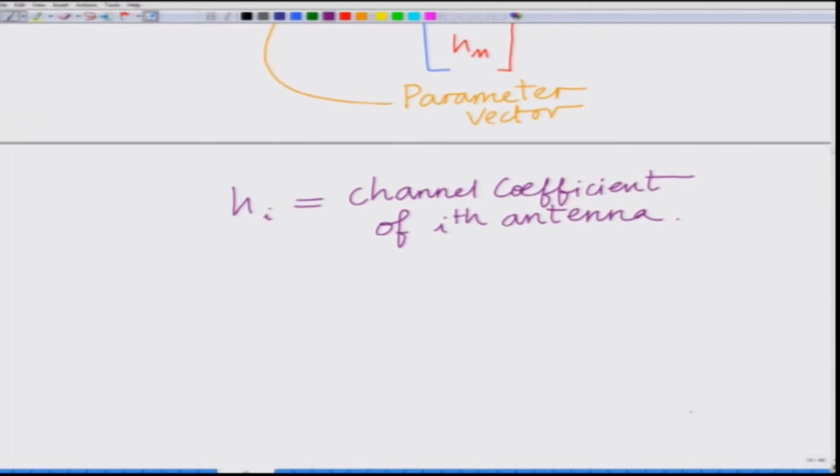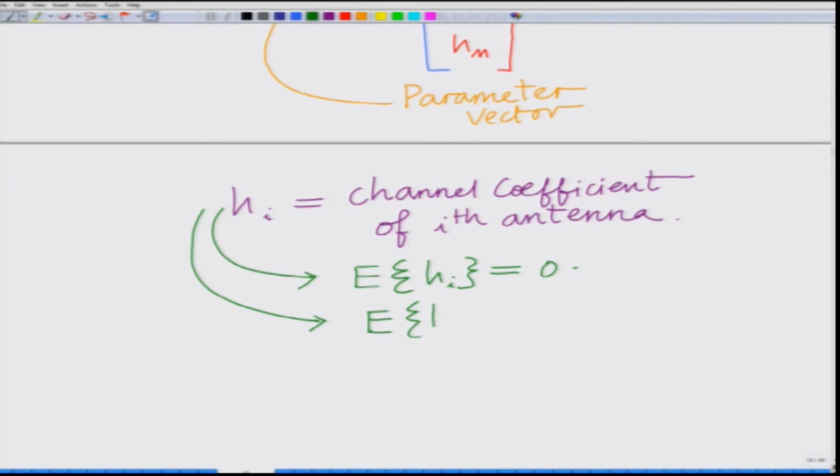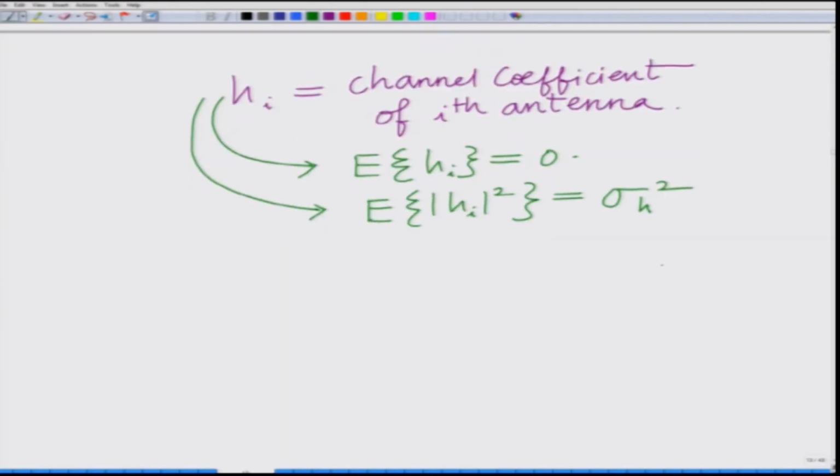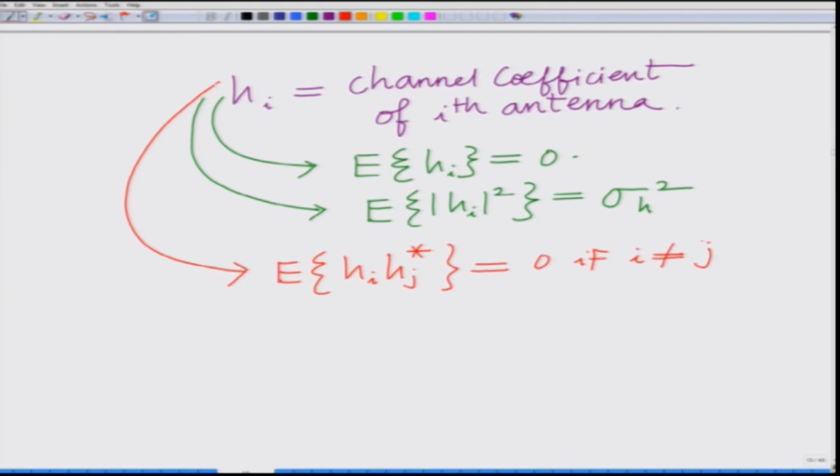We are not going to assume any prior distribution for h. We are simply going to say that h has an arbitrary distribution with each coefficient hi having zero mean and average power, that is expected value of magnitude hi squared, equal to sigma h squared. Further, the expected value of hi times hj conjugate, that is, the channel coefficients of two different antennas, is equal to 0 if i is not equal to j, which implies hi and hj are uncorrelated random variables.